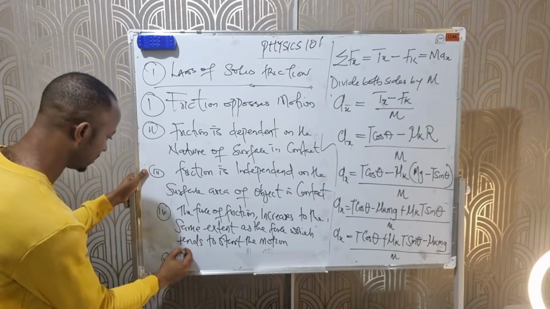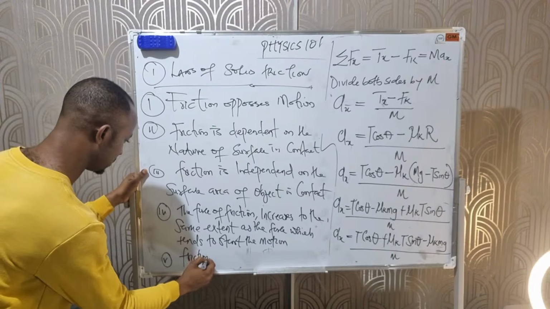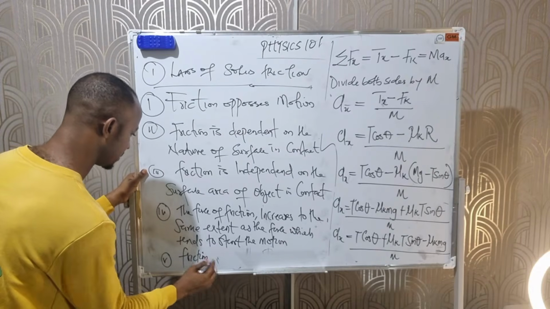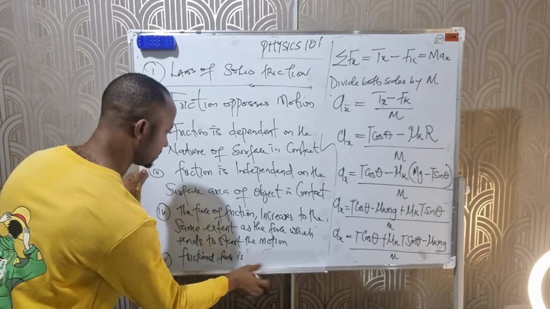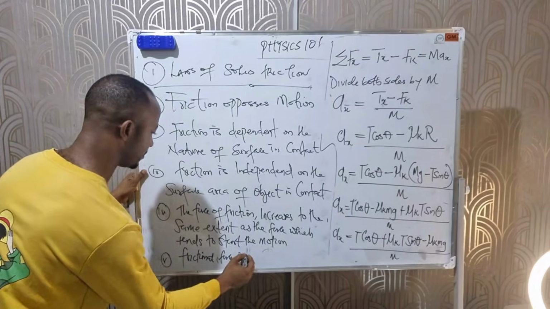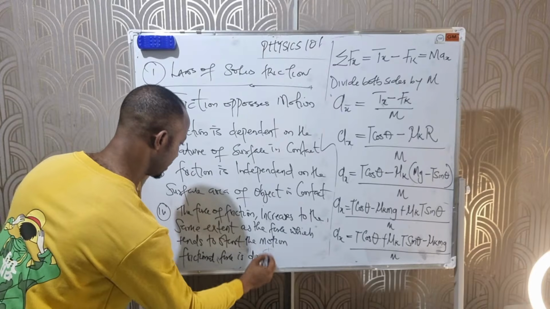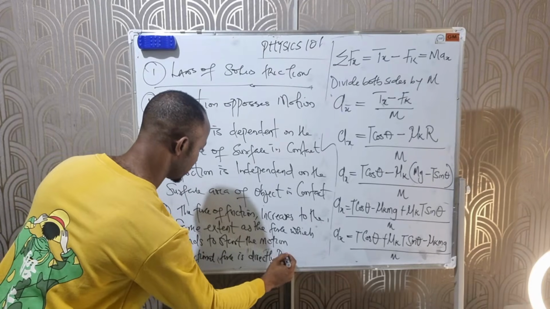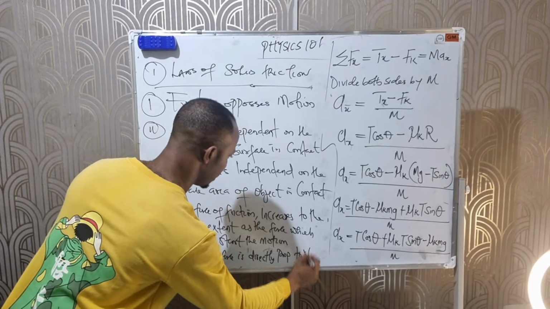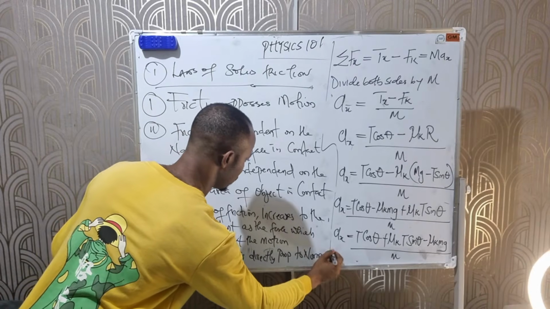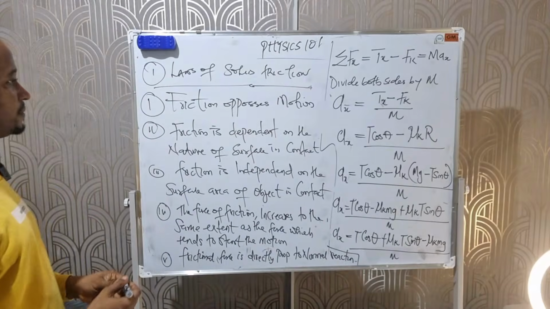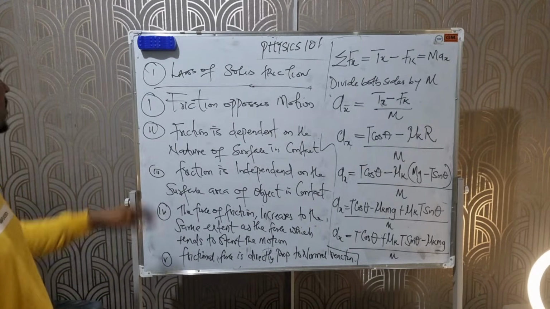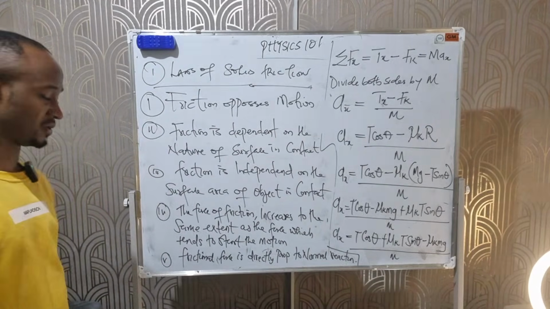Number five, frictional force is directly proportional to normal reaction. All right. These are the major five laws of friction.